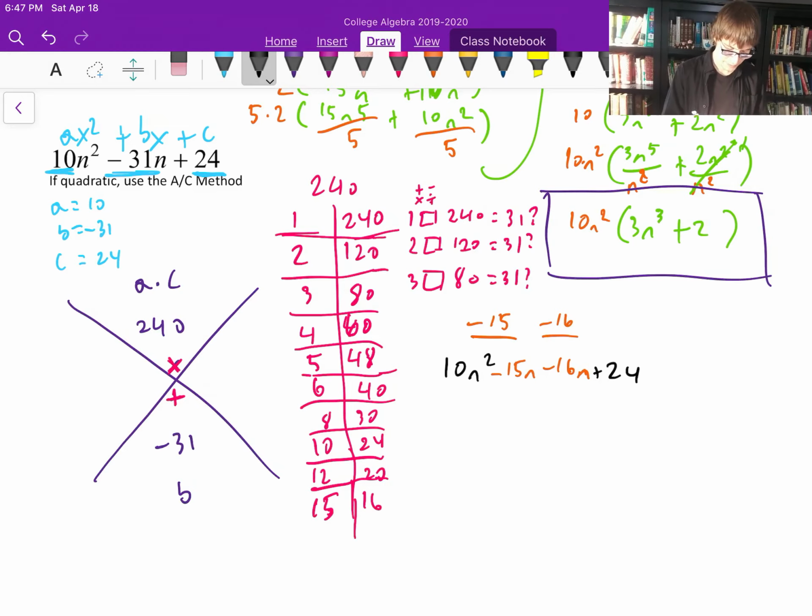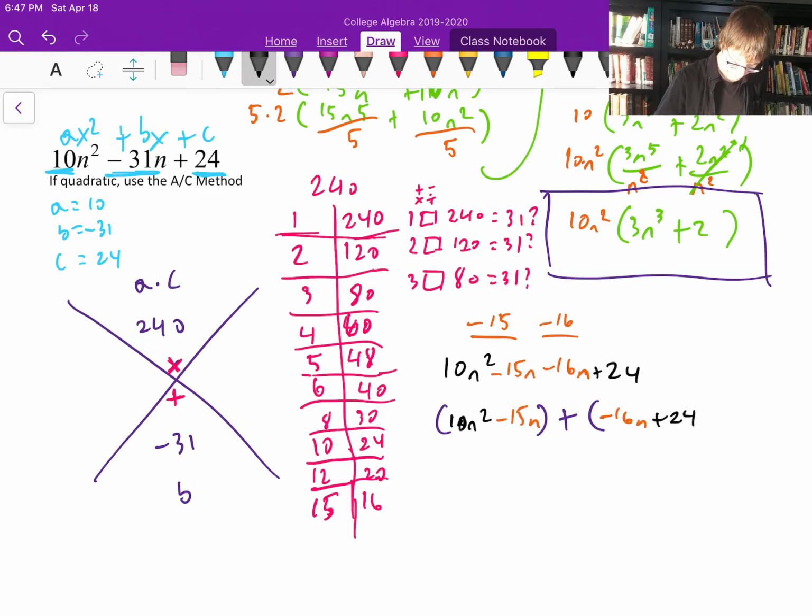You can check to make sure this still works, because minus 15n minus 16n combines to equal minus 31n, and that's what we had before: 10n squared minus 31n plus 24. So let's continue. The next step is to make parentheses. So we'll do 10n squared minus 15n, and we'll put some parentheses around that, and we'll add to that the other parentheses, which is minus 16n, and then plus 24.